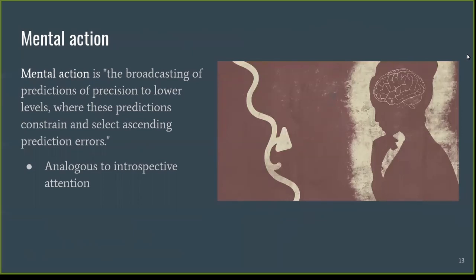Finally, what is a mental action? A mental action is the broadcasting of predictions of precision to lower levels, where these predictions constrain and select ascending prediction errors. And this is somewhat analogous to introspective attention. And something is a mental action only if the precision weighting is deployed top-down rather than locally. And that is it for this brief overview.